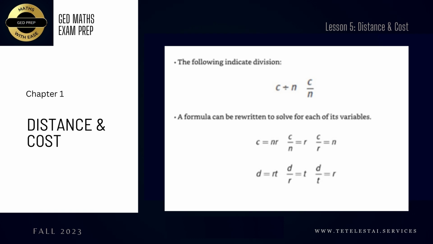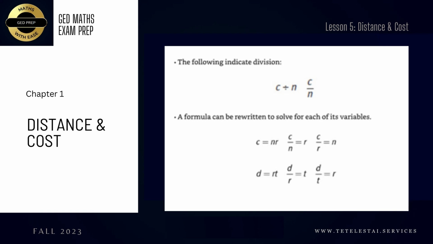So if you see n repeated on the right-hand side, you know that n cancels n, and you would have c divided by r equals n. And if you see r repeated on the right-hand side, you know that r cancels r, and then you would have c divided by n equals r. Okay, does that make sense?